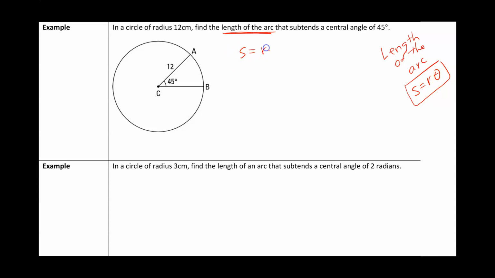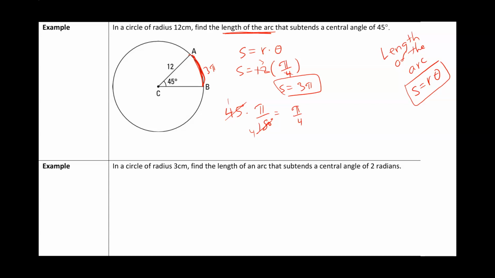So let's take a look at this. We have S equals r times theta. We know the radius, it's 12. All we're missing is theta, which you know is 45 degrees, but theta has to be in radians. So we're going to take 45 degrees, multiply that by pi radians over 180 degrees. 45 goes into itself once, it goes into 180 four times. This will give you pi over 4. So if you multiply 12 times pi over 4, 4 goes into 12 three times, and we get S equals 3 pi. So the length of this arc is going to be 3 pi.